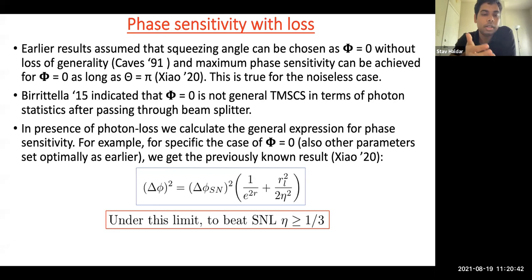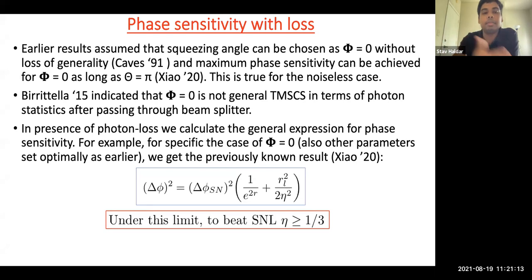Similar results were shown in Xiaoqi and Dr. Lee's paper at LSU, that theta equal to pi is the best case scenario, and you can still choose phi equal to 0, both without noise and with noise. That was the assumption, and they found certain limits to the phase sensitivity.